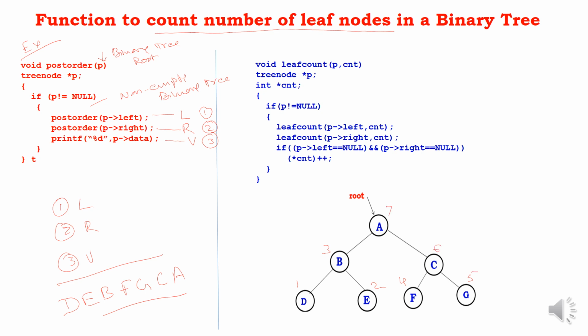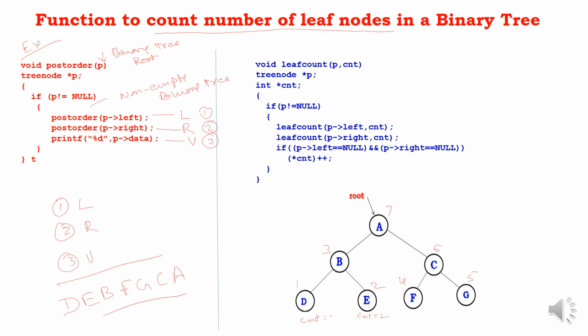In the post order traversal, we visit nodes. So at the time you visit a node, you check whether that particular node is a leaf node or not. When P is pointing to D, check: are left of D and right of D null? Yes. So count is 1. First time you checked that there is a leaf node. Then the pointer moves to E. Is E a leaf node? Yes. So count is 2.